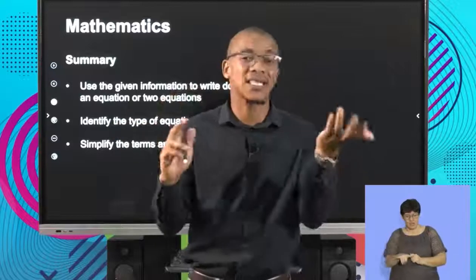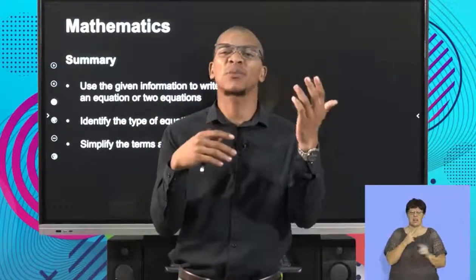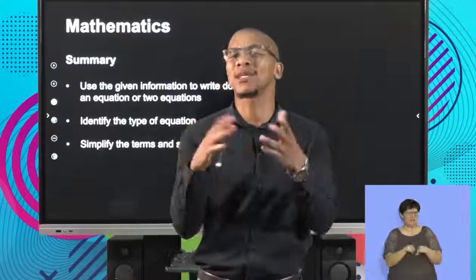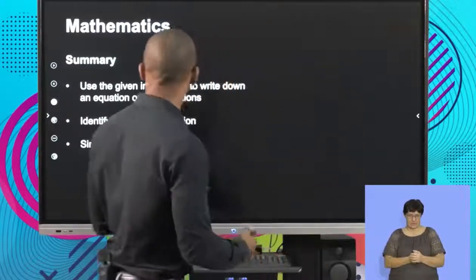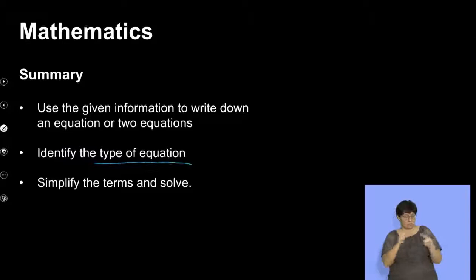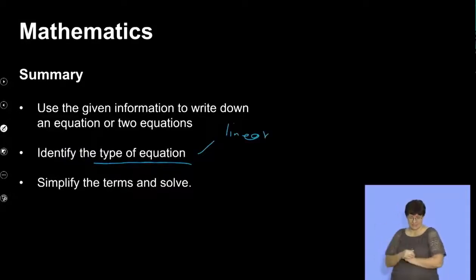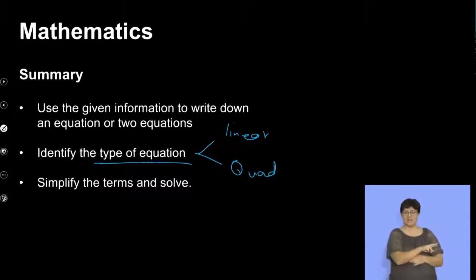I've been using X and Y, and then I said, okay, now I'm talking about a pizza and a burger, let me just use P and B. You can also do the same. The other thing is identify the type of equation. Remember, there is linear, and there is also quadratic, which is the one that we've been looking at the most. If it's linear, you can always use the elimination method. If it's quadratic, you can only use substitution. And lastly, simplify the terms and then solve what they want you to solve.